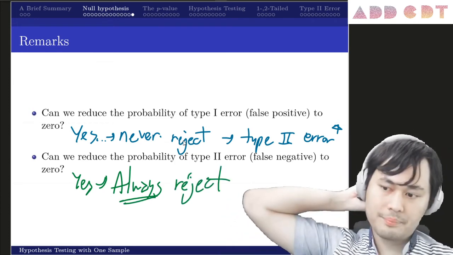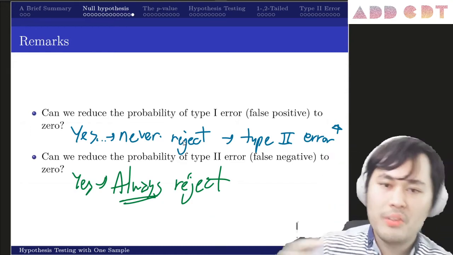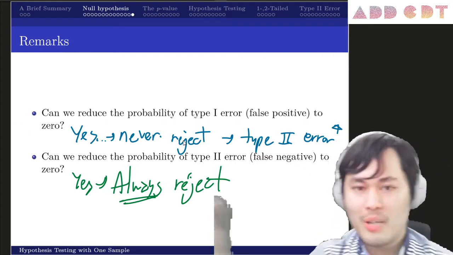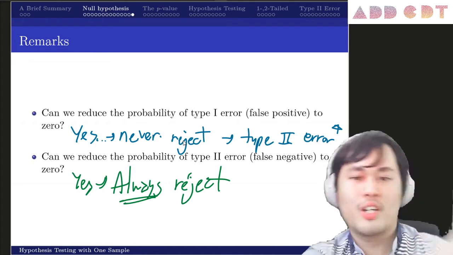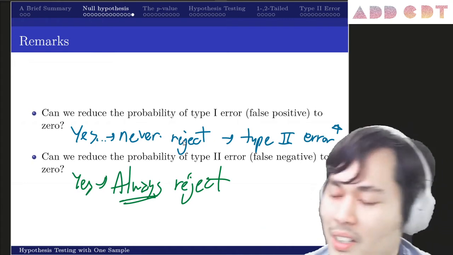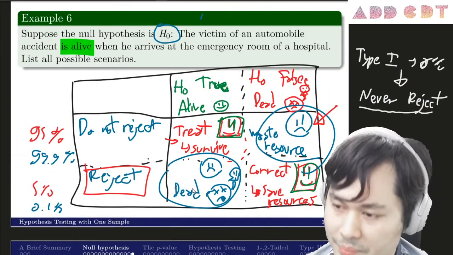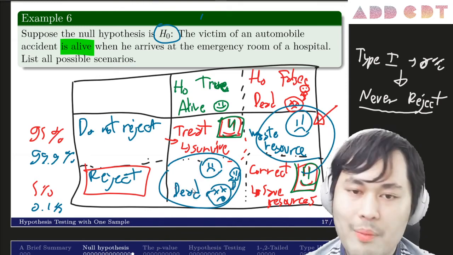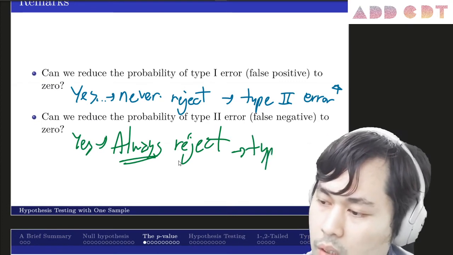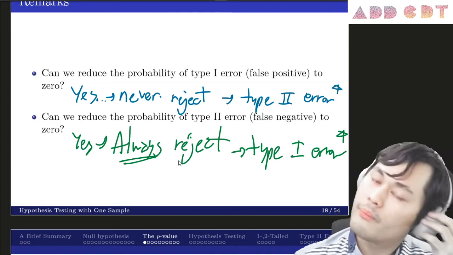What it means is whoever comes here, we are going to assume that they are all dead. Whatever person or corpse comes to our hospital, we are going to send them all to the cold room and let them sleep there forever. We can always reject, sure, but that means we are going to see this type 1 error instead. We're going to have more dead people, so type 1 error is going to increase, obviously.